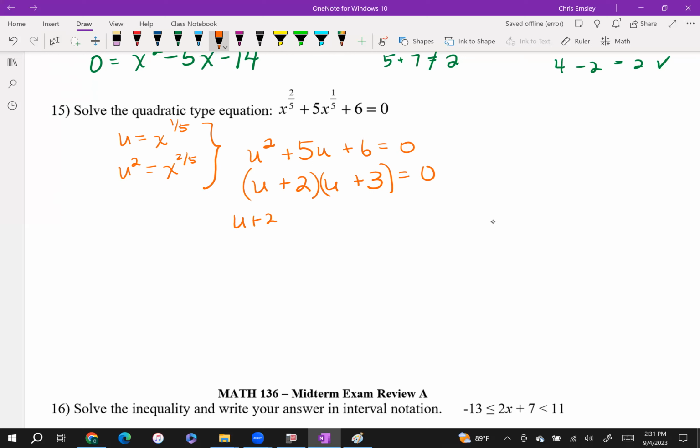So either u plus 2 is 0, or u plus 3 is 0. But I don't want my answer in terms of u. Now that I have this nice result, I need to back substitute. I need to go back to my x's. Remember up here at the top, I said u is the same as x to the 1/5. So if u is -2, x to the 1/5 must be -2.